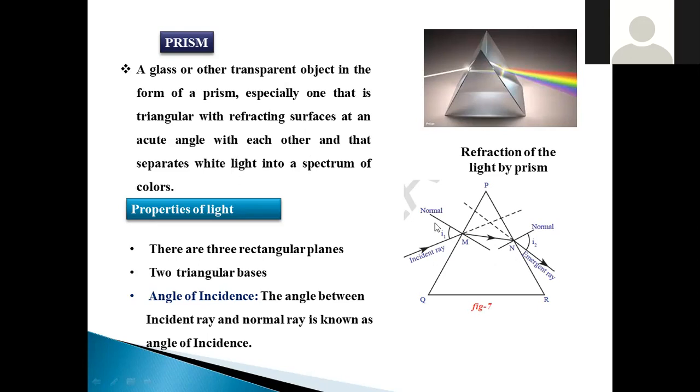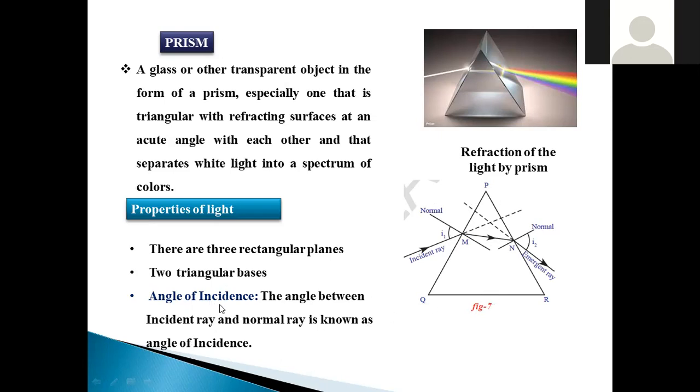Now let us see the important characteristics of this prism and find out various properties of light in the presence of the prism. The prism is associated with 3 boundary points: P, Q, and R. In this regular triangle we have 3 rectangular planes and 2 triangular bases.